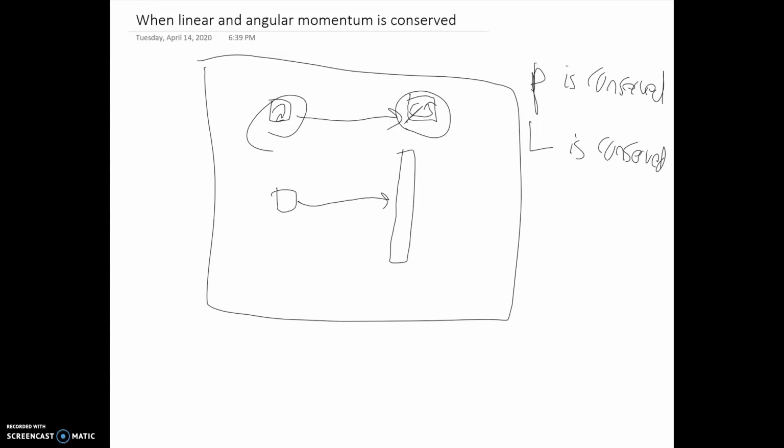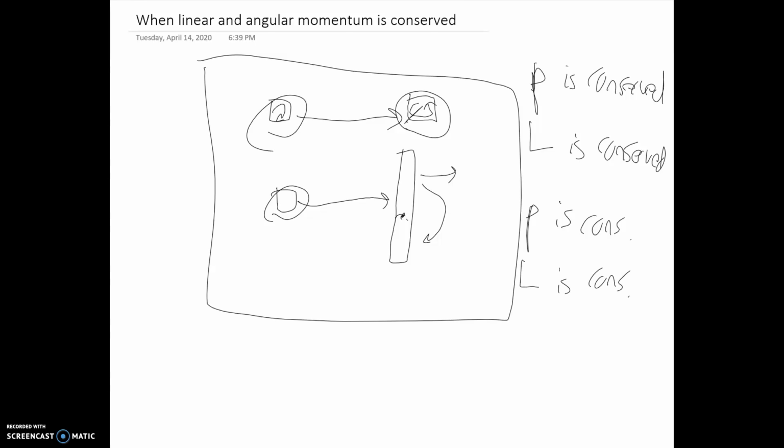Let's say that the point is actually here. This bar will start to spin, probably like this, right? And this bar will start to go forward too a little bit. So it'll do both things, spin and go forward. This one will probably just go forward. But in both cases, the linear momentum is conserved and the angular momentum is conserved.